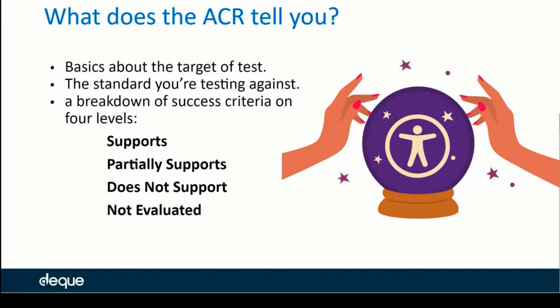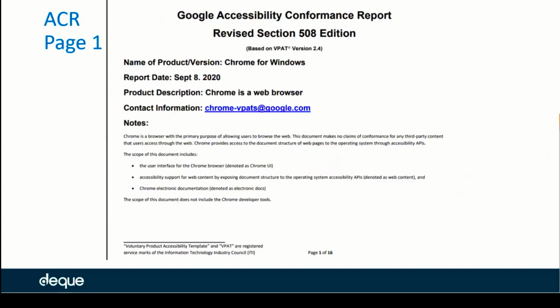Does not support means you can't use a keyboard and expect to get what you need from the site in that regard. And not evaluated is something like video captions. Well, if there's no video or audio or multimedia on your site, then you don't have to evaluate that.